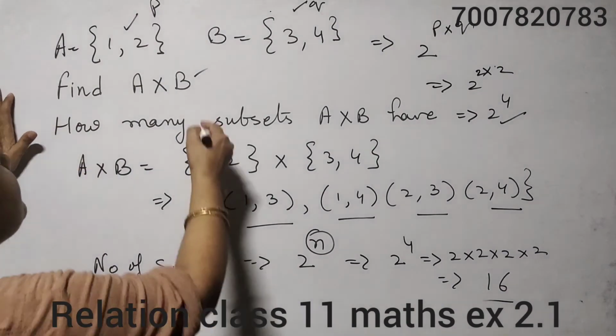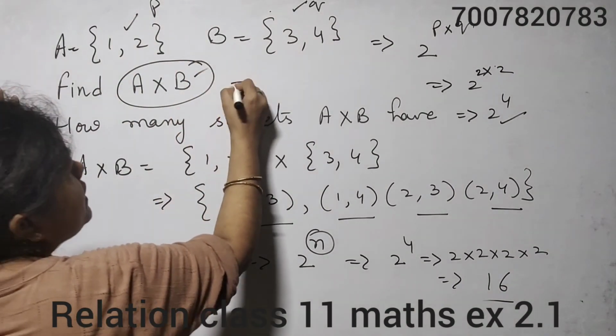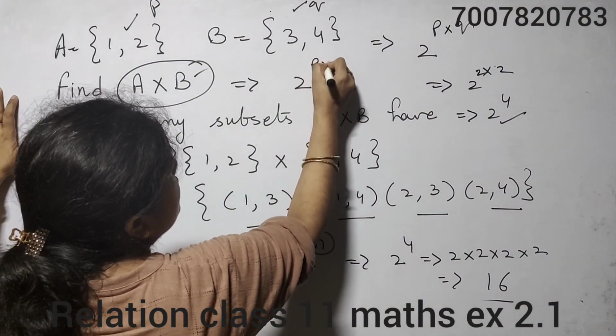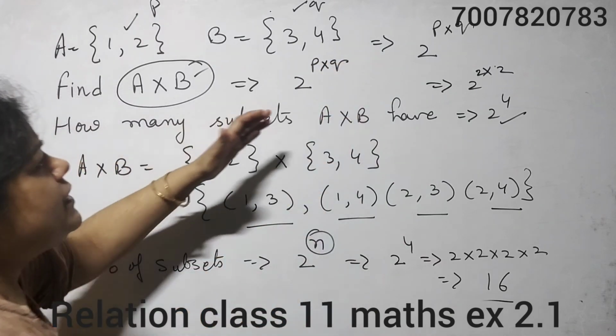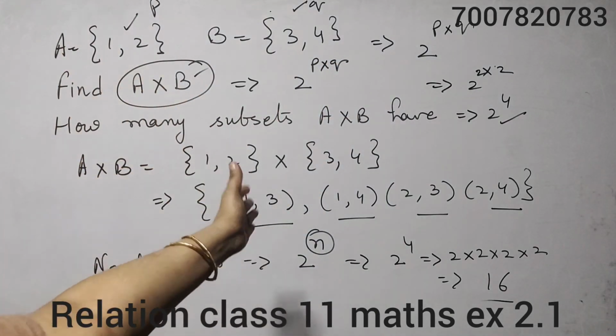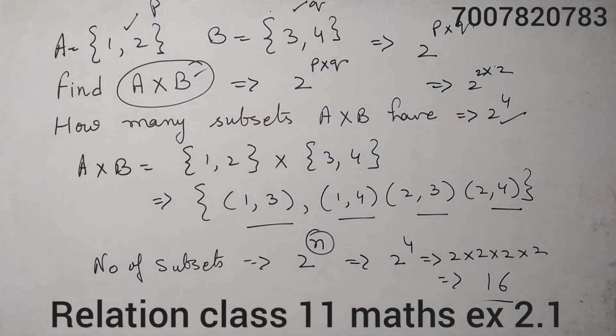So for the number of subsets of A cross B, we have the formula 2 to the power p cross q, where p is the number of elements present in the first set and q is the number of elements present in the second set. And I think this is a concept based video.